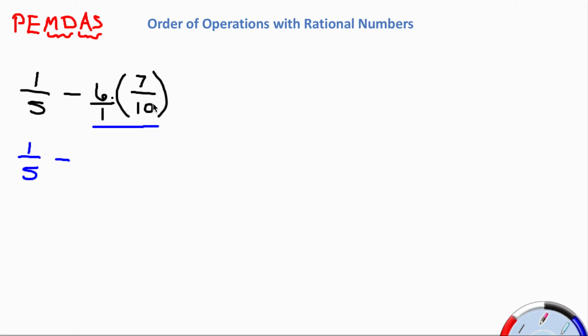Now, multiplying fractions, don't forget to simplify first. 6 and 10 are both divisible by 2. 6 divided by 2 is 3. 10 divided by 2 is 5. And once you've reduced everything, you multiply straight across. 3 times 7 and 1 times 5.